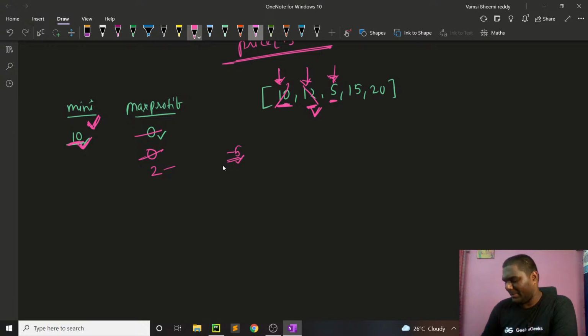Now I will check for the minimum element. Out of 10 and 5, 5 is the minimum element, so I will update my mini as 5. Done. Hope you are understanding. If not, please let me know.